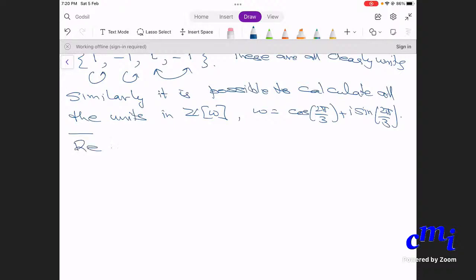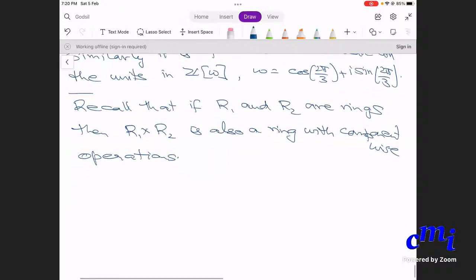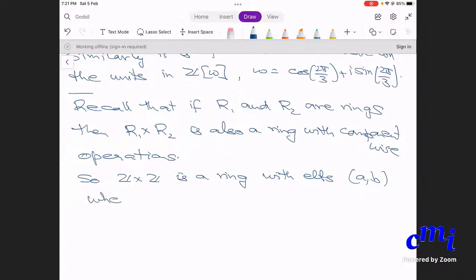So recall that if R1 and R2 are rings, then R1 cross R2 is also a ring. With what operations? With component-wise operations. We know this. So therefore Z cross Z is a ring. And what are its elements? With elements (A, B), where A and B are in Z.